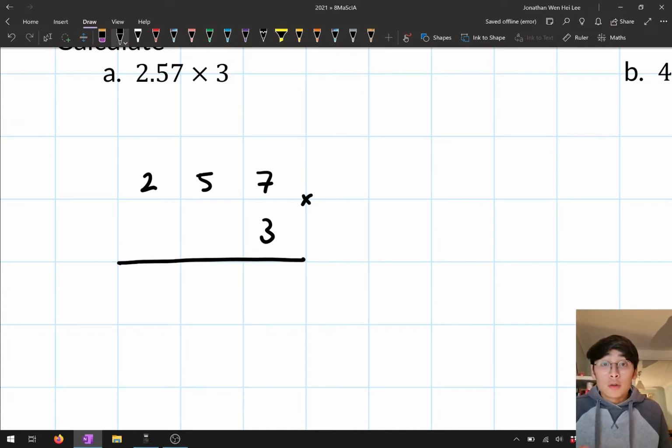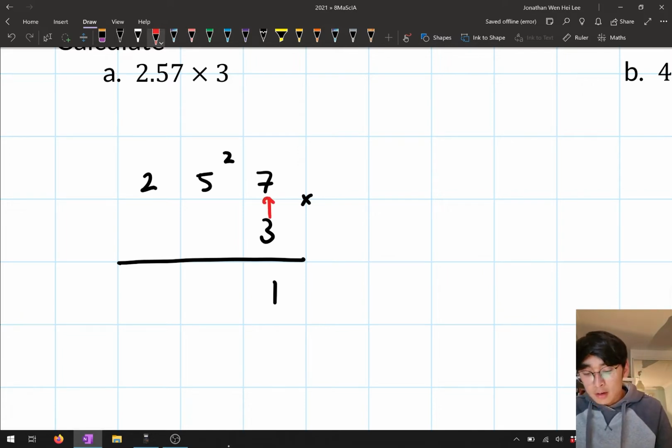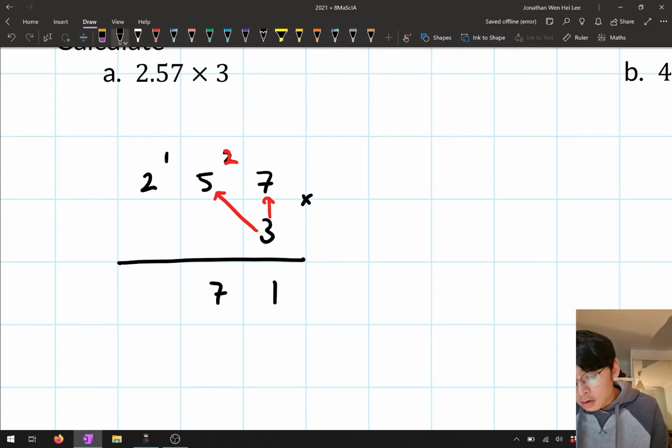So what we're going to do is multiply, and just like we did when we were adding and subtracting, we're going to start from the right and move to our left. So here I'm going to do 3 times 7. 3 times 7 gives me 21. So I'm going to write the 1 here, and I'm going to carry the 2 over. Then I'm going to do 3 times 5. 3 times 5 gives me 15, but I need to add on that 2 that I carried over. So 15 plus 2 gives me 17, and I need to carry the 1 over.